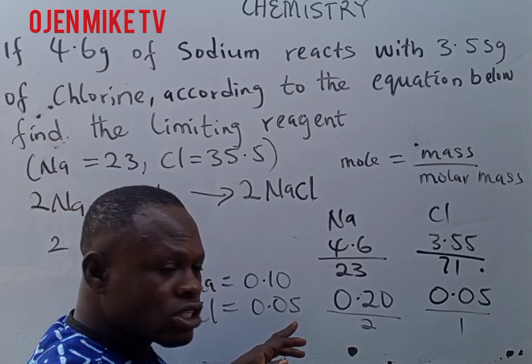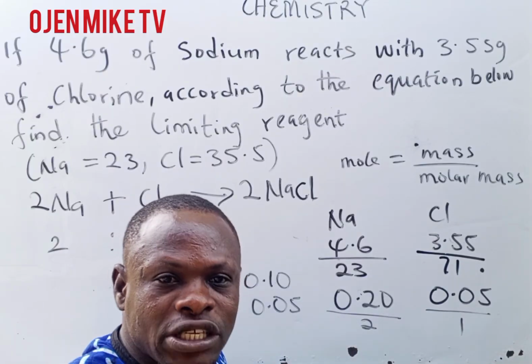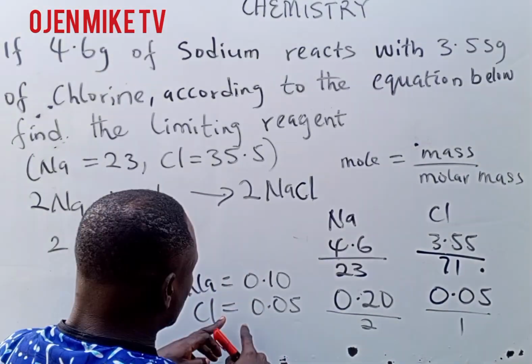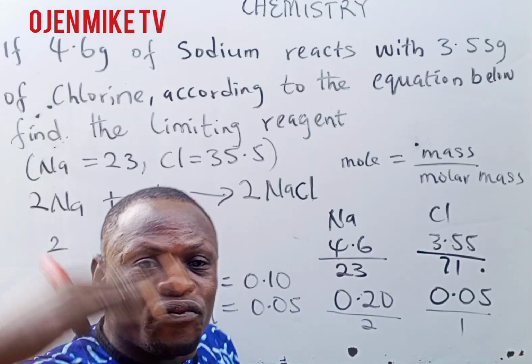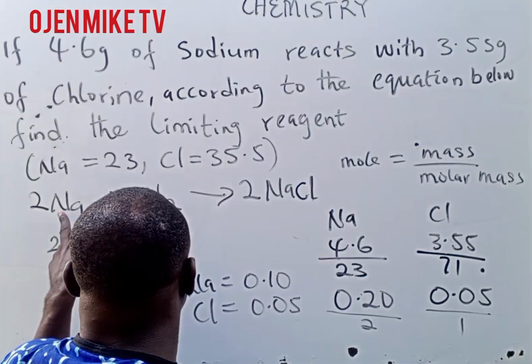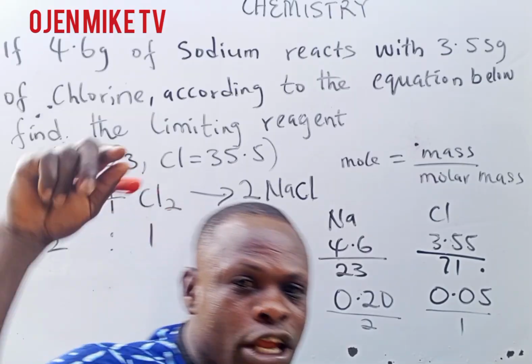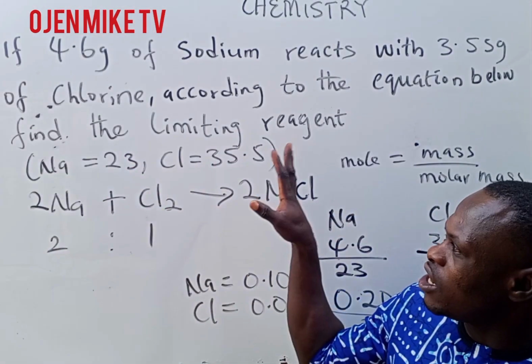So which one is smaller? The value that is smaller is your limiting reagent. So the value that is smaller is for chlorine. It means that chlorine will be completely used first, before sodium. So chlorine is the limiting reagent in this question.